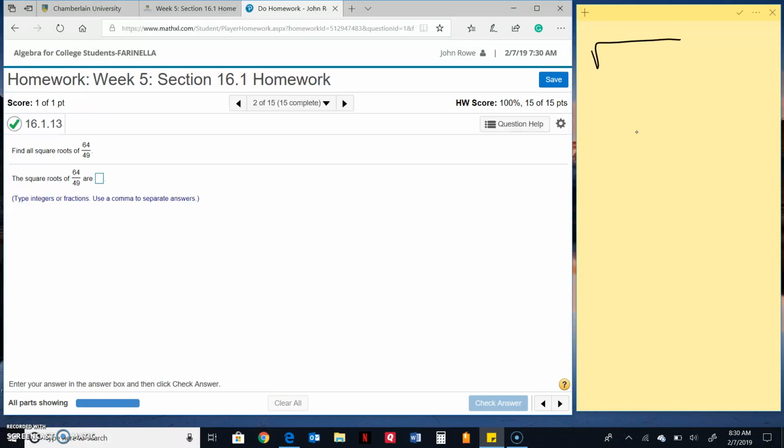This problem is asking us to find all square roots of 64 over 49. So we want all the square roots of 64 over 49, which is equal to the square root of 64 divided by the square root of 49.